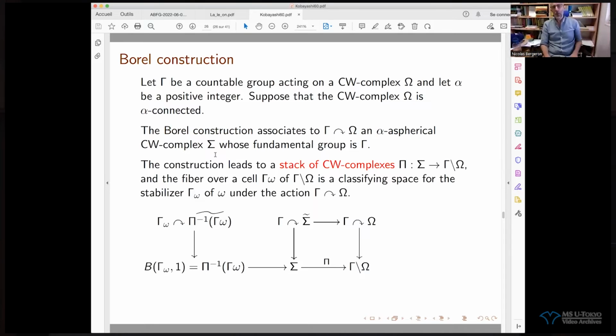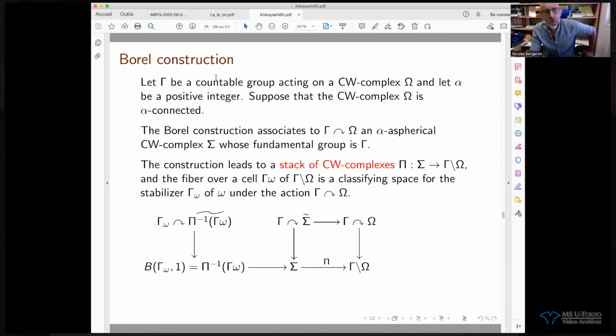The way we do that is called a stack of CW complexes. We have the quotient omega by gamma, which is not so nice because gamma doesn't act freely, but over each cell in omega mod gamma, like in a fiber bundle, we glue a classifying space for the stabilizer. So the space sigma, which is given by the Borel construction, is not a fiber bundle, but it's kind of that. It's a stack, and the base is omega over gamma, and over each point omega you see a classifying space for the stabilizer gamma_omega.